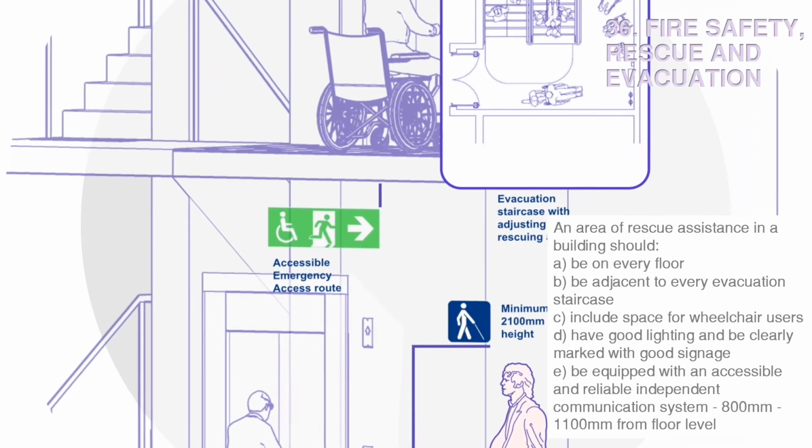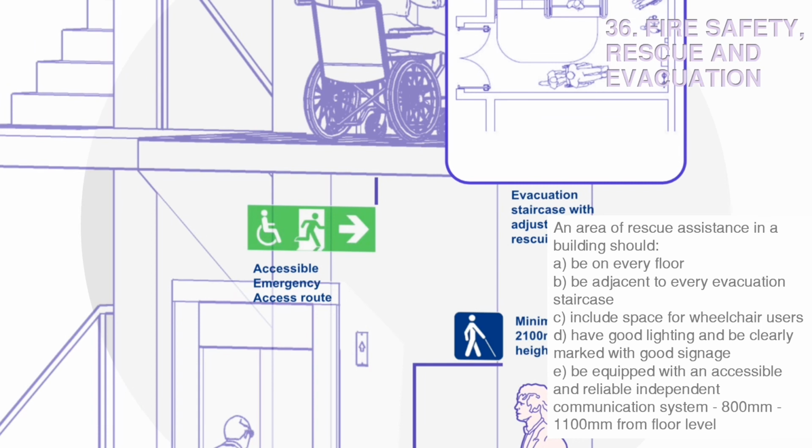Fire safety rescue and evacuation. Area of rescue to be in every floor and be adjacent to every evacuation staircase. Should include space for wheelchair users and have good lighting with clear signage. The communication system to be at a height of 800 mm and 1100 mm from floor level.